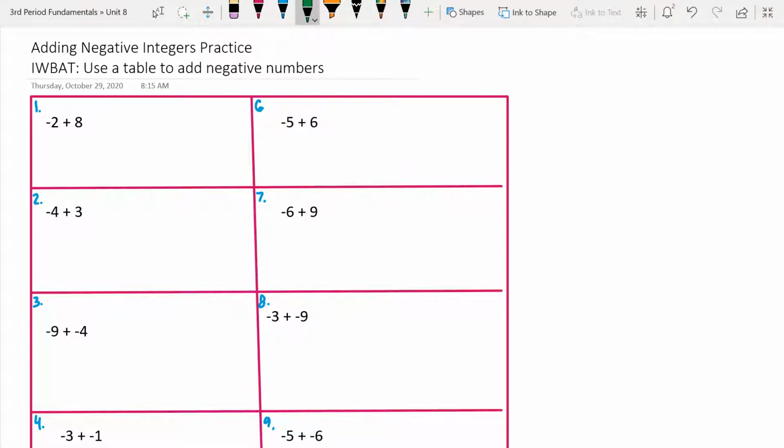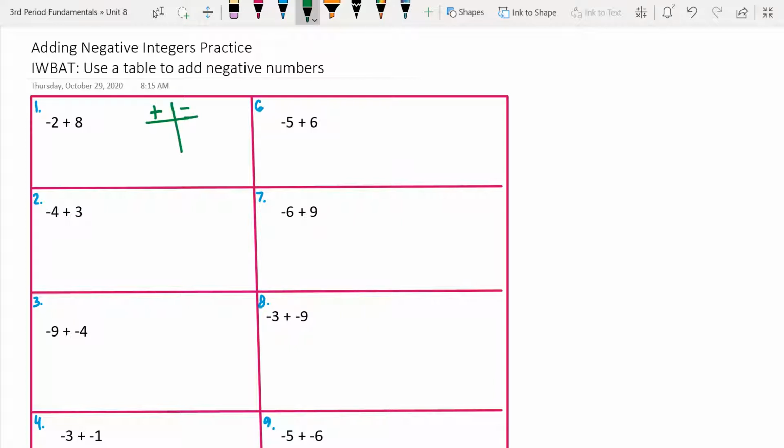So on your piece of paper, make sure you write down the problem. Here we have question 1, and it says -2 plus 8. I actually want you to write that down on your paper. -2 plus 8. Now, with our picture method, I would have drawn 2 colored in boxes and 8 not colored in boxes, and I would have crossed like boxes out and then seen what I had left. Well, this time, what I'm going to do is make myself a little table. A little positive and negative table.